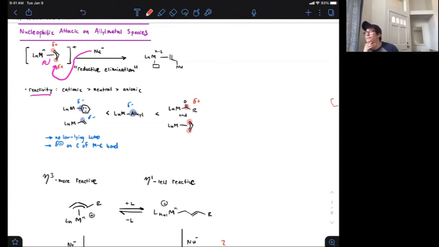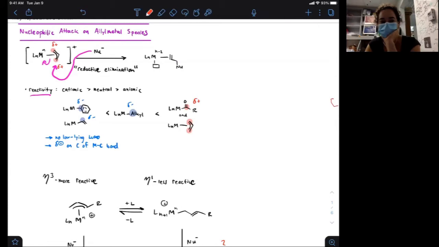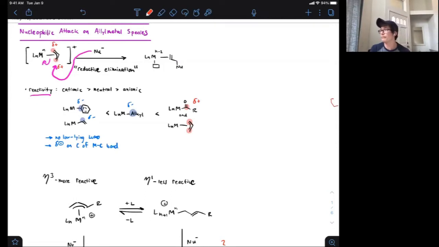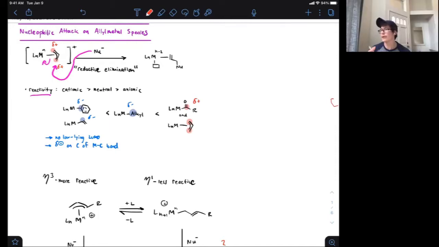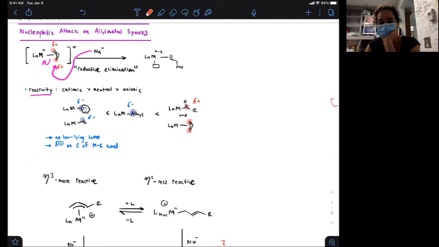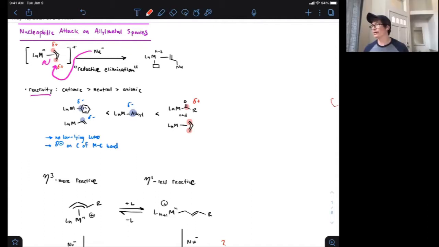I guess I don't understand what you're showing with the part below that you highlighted. Like all the metal carbon bonds that you've drawn in the delta pluses and delta minuses. I don't understand what that's showing. In terms of the organometallic species' ability to serve as an electrophile, this is the general order of reactivity.